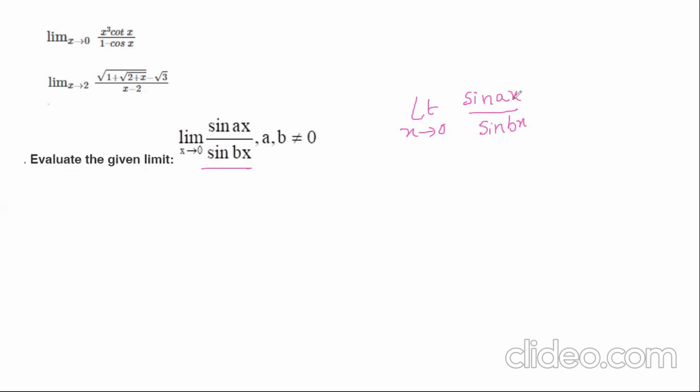If a becomes 0, what happens? So sin 0 it becomes, so it's infinite you are getting. If b is 0, if you put 0, 0 by 0 form you are getting. That's why they gave this condition: a, b should not be 0.